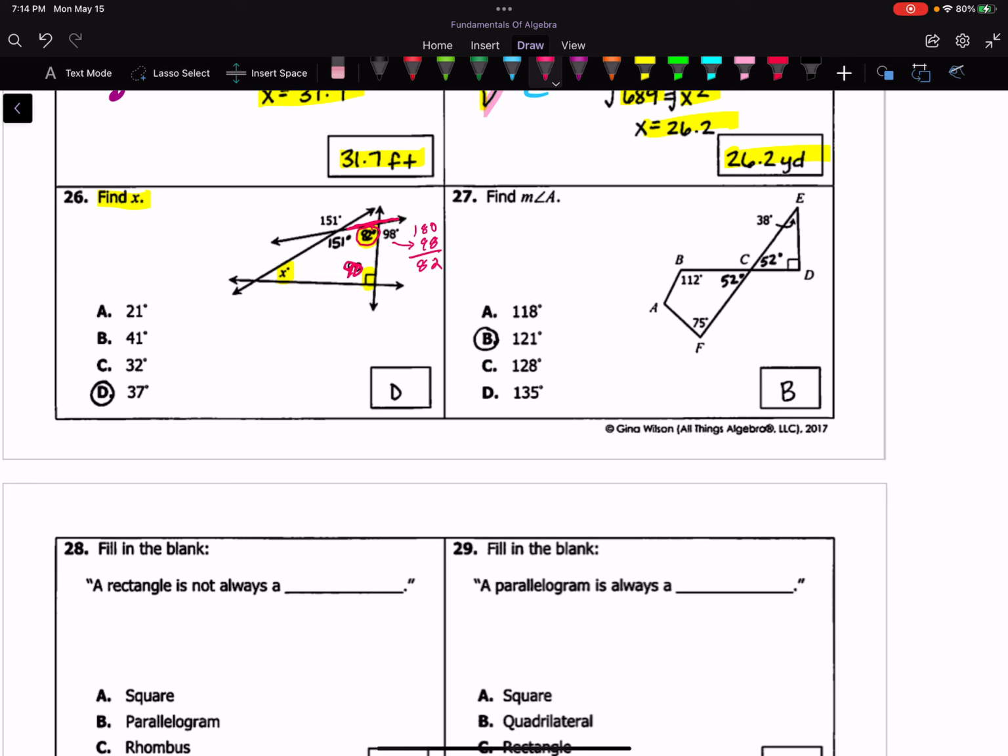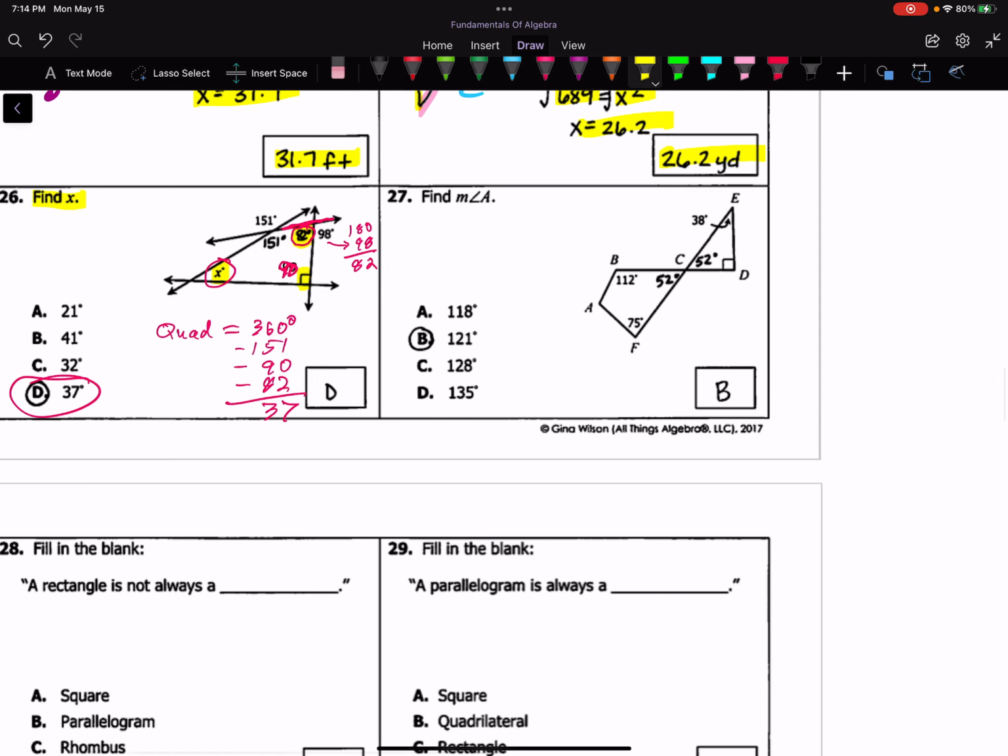So how do we know this from that? Well, we know that any quadrilateral has an interior of 360 degrees. So we take 360, we subtract the 151, the 90, and the 82, and we end up with 37, and that is our answer.